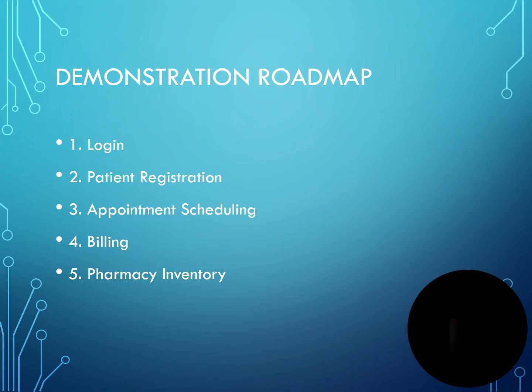I would just show a little bit of a demo on the roadmap. In the demonstration, I will show five main features: login, patient registration, appointment scheduling, billing, and pharmacy inventory. These steps highlight the core functionality of the system and confirm that it meets the project's requirements.